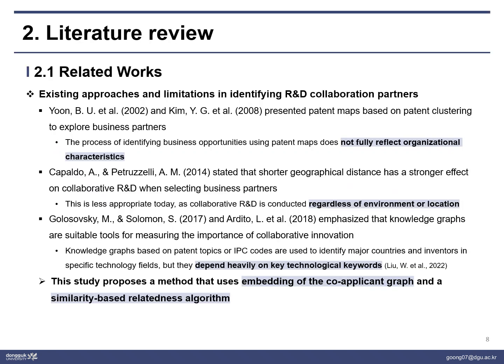Previous studies have proposed methods to identify R&D collaboration partners, but they have limitations. Business opportunity identification based on patent maps does not fully reflect the characteristics of organizations. Knowledge graphs are important for understanding collaboration, but studies based on patent topic or IP code have the limitation of relying on technology keywords. Therefore, this study used co-applicant graph embedding and a similarity-based relevance algorithm.